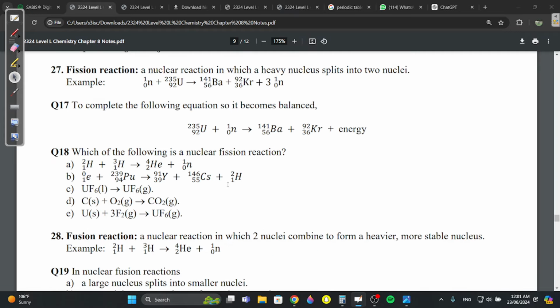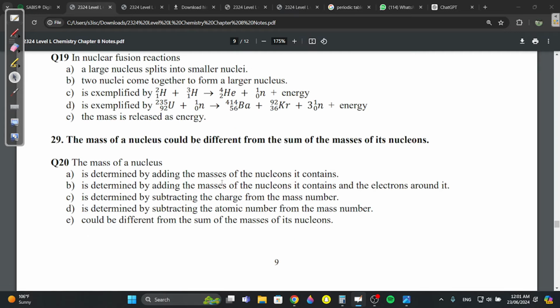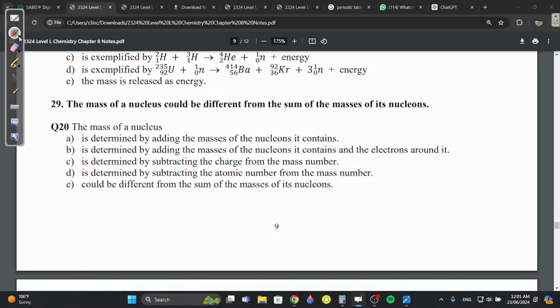Back here, the mass of a nucleus is determined by adding the mass of the nucleons. Yes. It's determined by adding the mass of the nucleons it contains and the electrons? No. It's determined by subtracting the charge from the mass number? No. Subtracting the atomic number from the mass number? No, we don't really subtract for the mass of the nucleus. It could be different from the sum of the mass of nucleons? Yes. Okay, it's only these two. It could be different because the electrons, although we don't count them, still have a very, very small negligible mass.